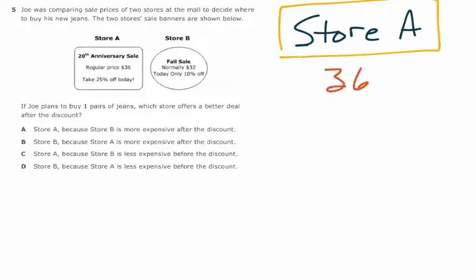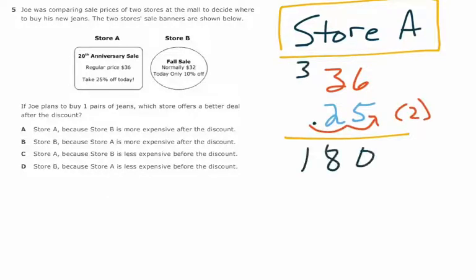Regular price $36. It's a 25% discount. So let's turn that percent to a decimal. We'll move the decimal over two places, 0.25. And then we're just going to multiply. Once we multiply, we'll have to move the decimal place over 2. When you multiply our first row, we should get 180.